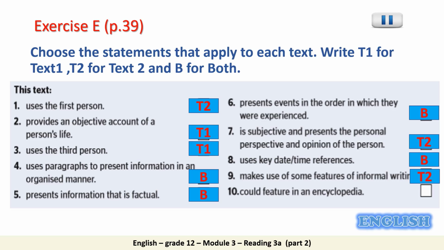The last one, the text which could feature in an encyclopedia. The text which could be found in an encyclopedia. It is text 1. Very good. About Abdul Satar Edhi.